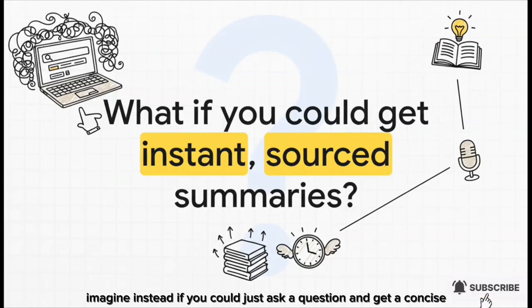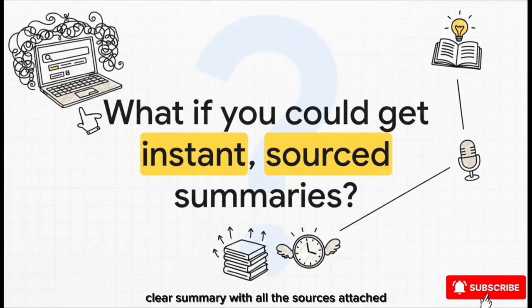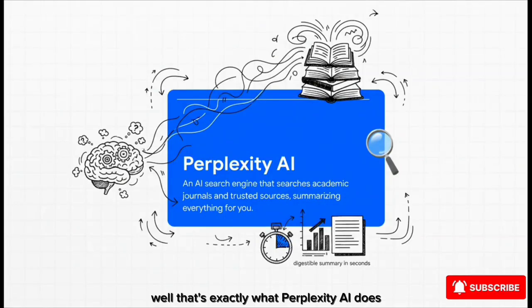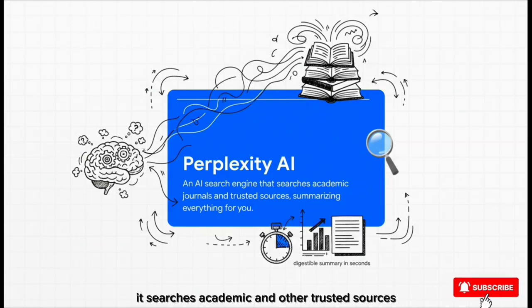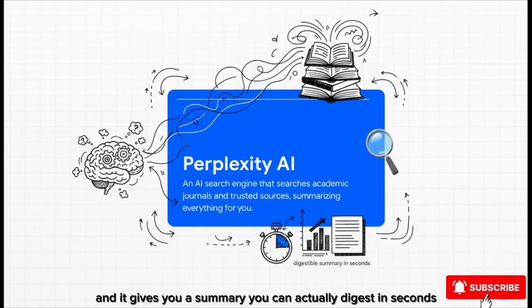Imagine, instead, if you could just ask a question and get a concise, clear summary with all the sources attached. Well, that's exactly what Perplexity AI does. You can think of it like a super smart search engine that was built specifically for research. It just cuts through all the noise, it searches academic and other trusted sources, and it gives you a summary you can actually digest in seconds.